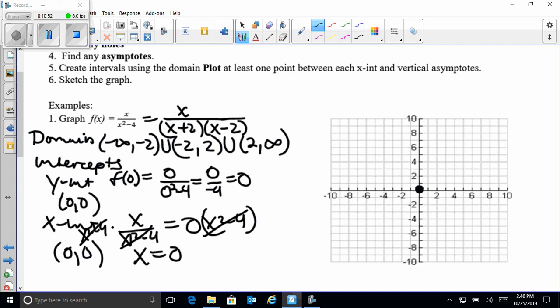Now we have to look at holes. Well, holes happen if I have something in the denominator cancel with something in the numerator. That didn't happen. So holes, I don't have any.